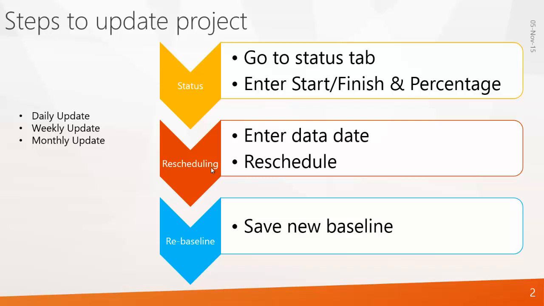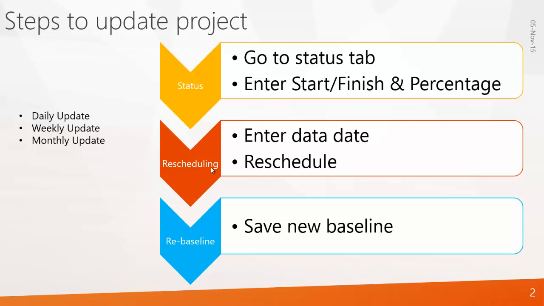And the next step is rescheduling. In the status, you have entered the percentage of complete of every single activity. So there will be some activity which is not completed according to the time. Such uncompleted work you have to reschedule to the very next day. So to do that you have to do rescheduling.